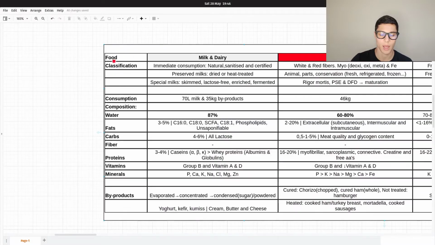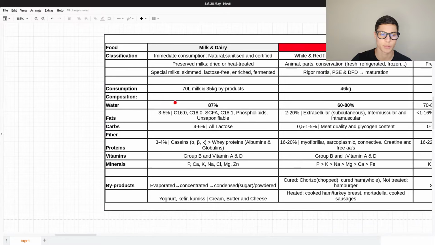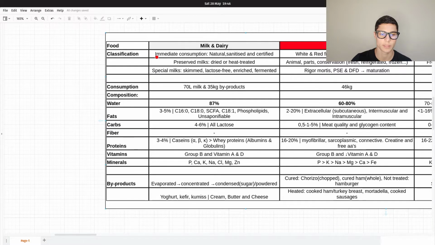So let's begin. I'm going to explain to you this table. So we have the food in here, the classification, and sometimes I put in here as well a little bit of the definition. Consumption. These consumption values are from Spain, which is where I live right now. Water, then fats, carbs, fiber, proteins, vitamins, minerals, and the byproducts of this food category.